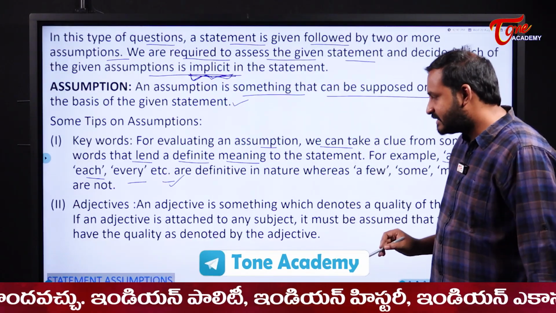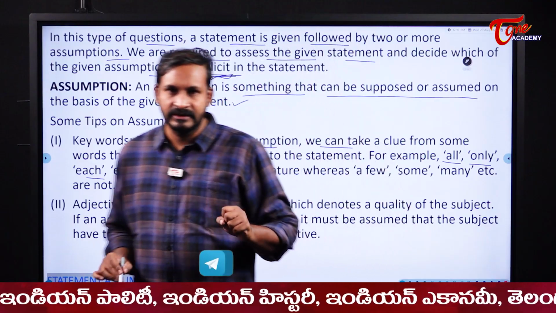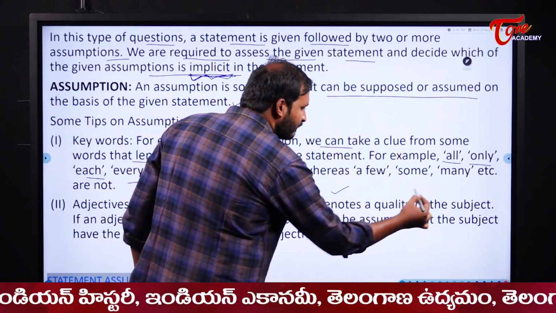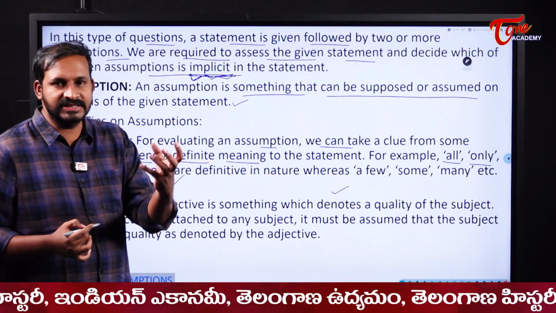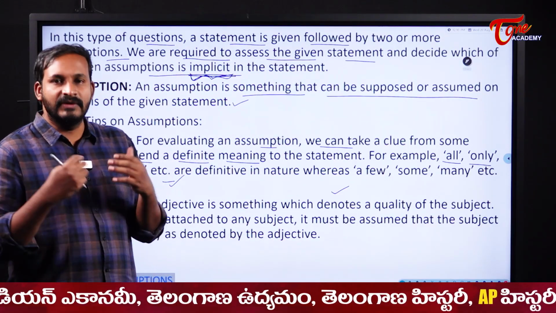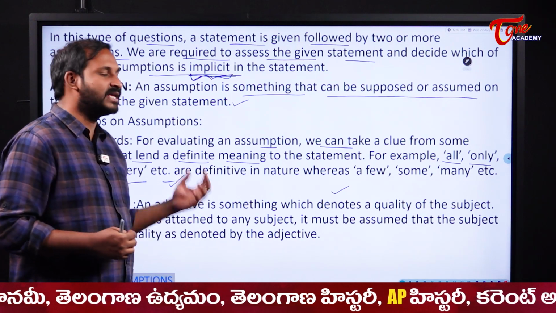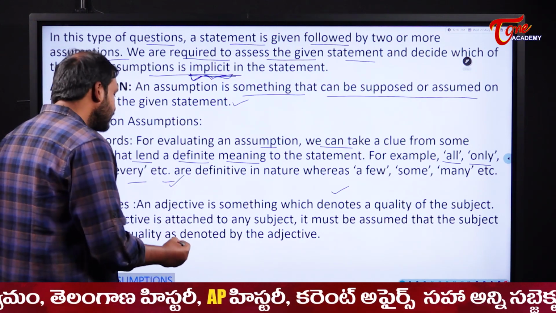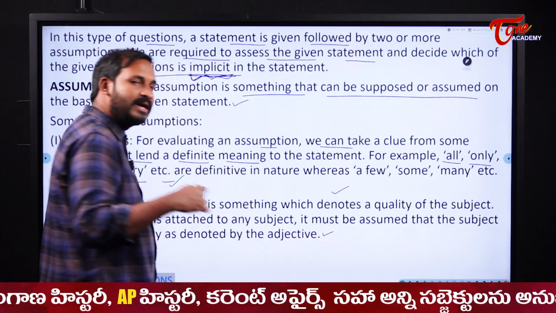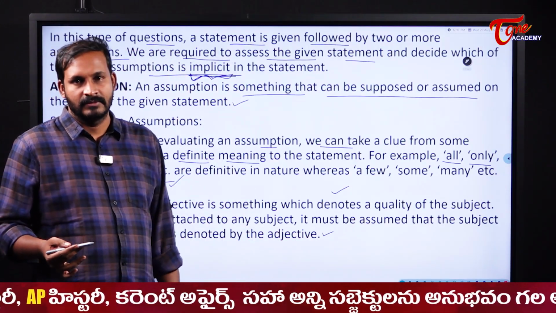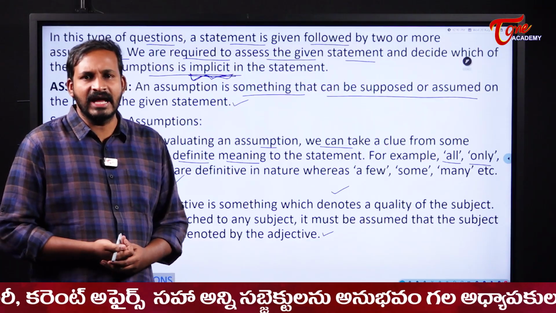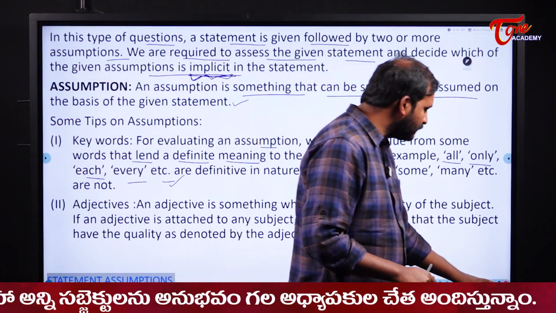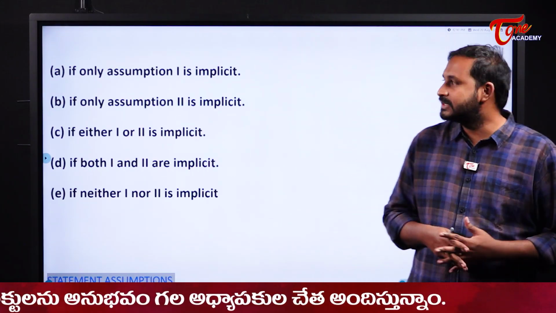Next, see adjectives. There will be some adjectives in the words. When an adjective is denoted for a subject, that means if it is given as a quality for a subject, we will assume that the subject has that quality, and based on that we will make the assumption. Now we will see the example, students, and then we will understand the concept very well.